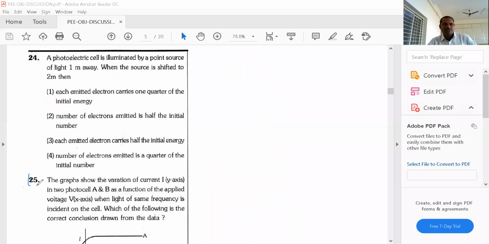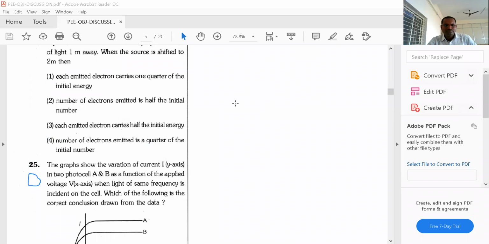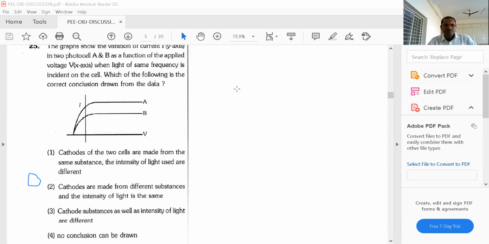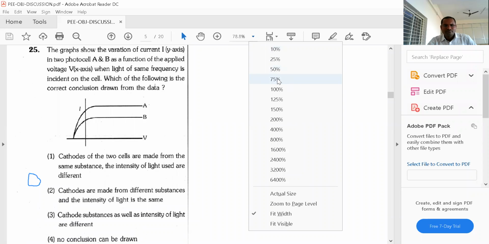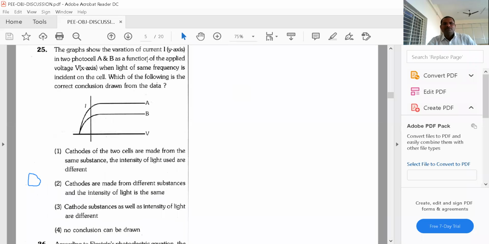Now let us go to question number 25. Before going to that, how many students are there? 19 are there. Okay. So they have given that a graph shows the variation of current I on the y-axis in photocells A and B as a function of applied voltage V. A current versus voltage graph they have given.